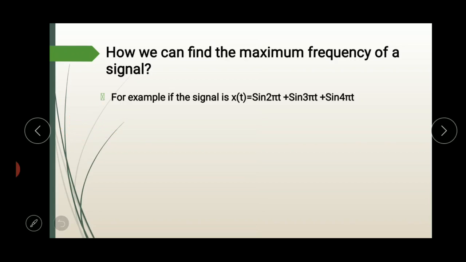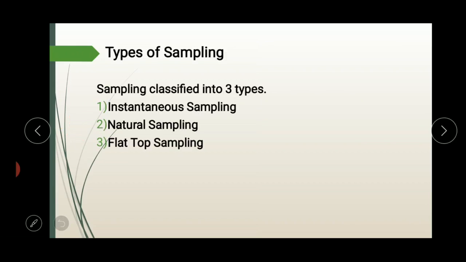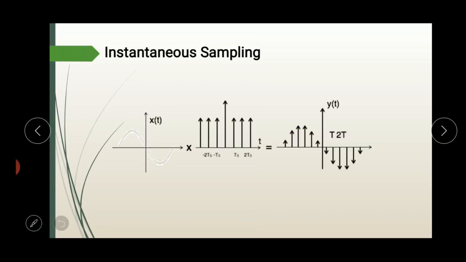Next, types of sampling. Sampling is classified into three types. First is instantaneous sampling, meaning ideal sampling, then natural sampling, then flat top sampling. The first is instantaneous sampling. In this type of sampling, the sampling function is a train of impulses and the width of the pulse approaches 0. If we consider the width as tau, here we can see tau is equal to 0.